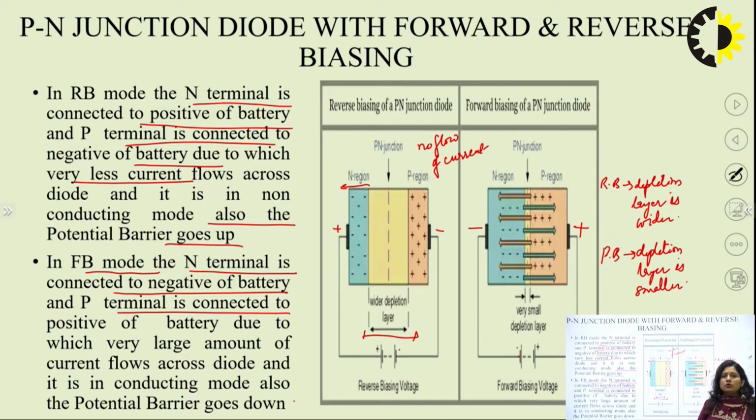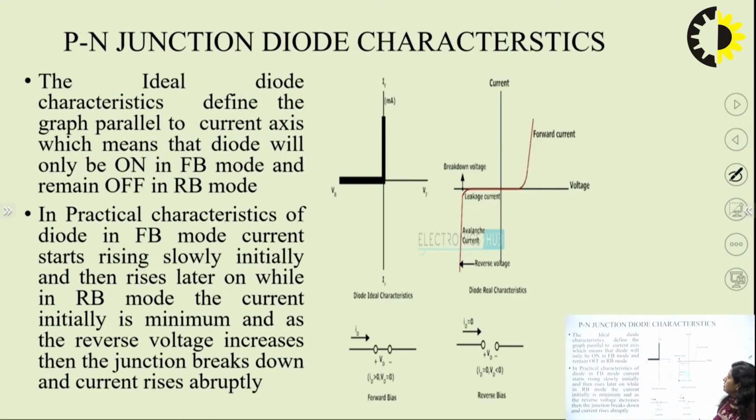Okay. So next we have the PN junction diode characteristics, which is very important, because we have to see how the current goes on increasing versus voltage. The ideal diode characteristic is a graph parallel to the current axis, which means that the diode will be on in forward biased mode and off in reverse biased mode. This is the important point. The diode is in short circuit mode in the forward biased mode, and in open circuit mode in the reverse biased mode.